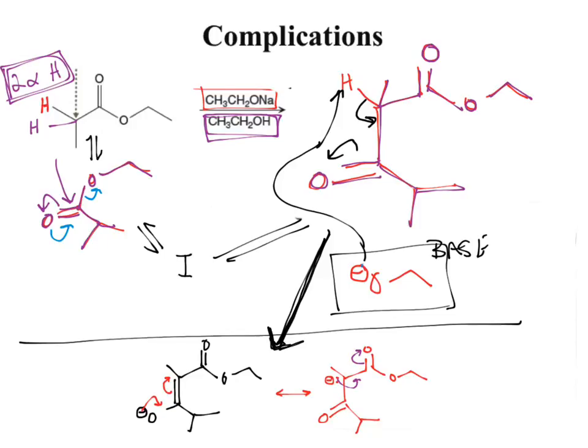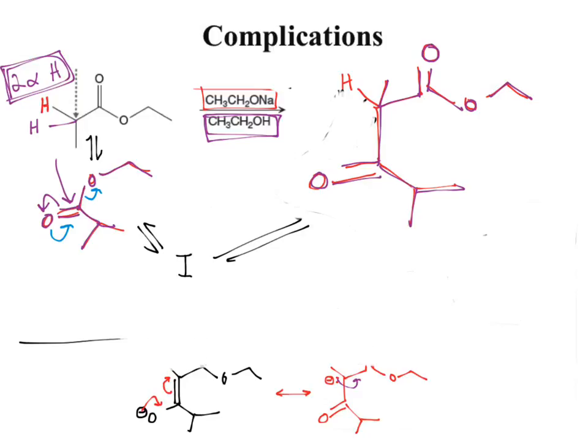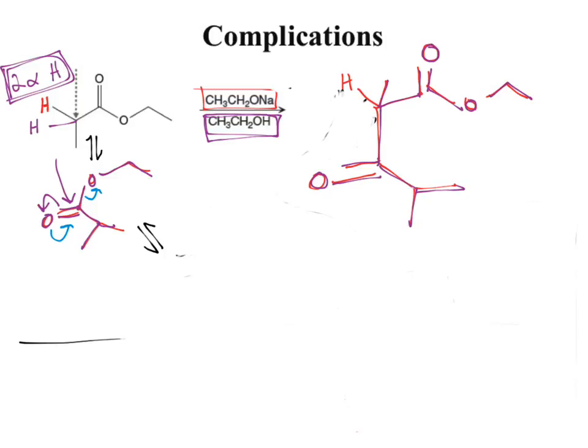If we look at what the answer is for this question, the answer ends up being that. What we drew and said could not form. Why? Because it forms, but you get very little of it.